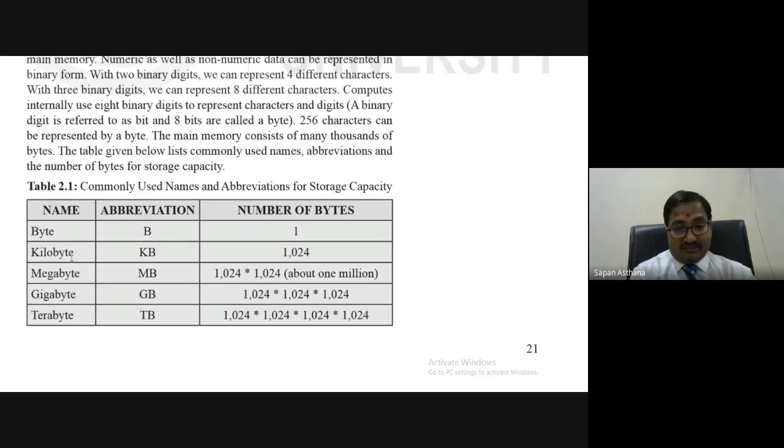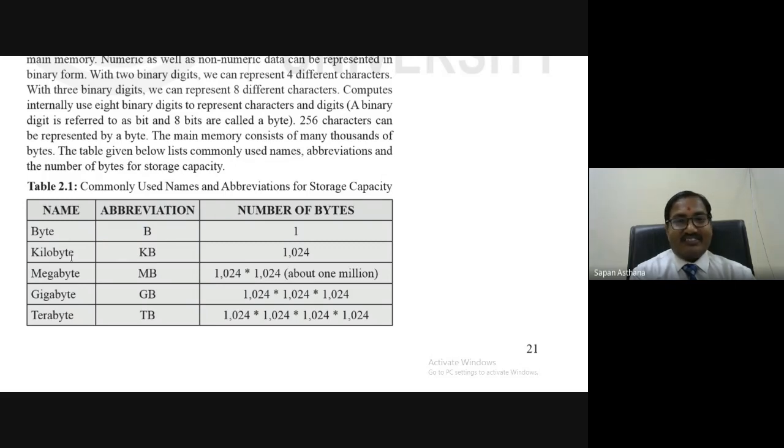And gigabyte is 1024 into 1024 into 1024. And terabyte, four times, when you multiply each of them: 1024 into 1024 into 1024 into 1024. And gigabyte is 1024 into 1024 into 1024. Megabyte, 2 times, 1024 into 1024.